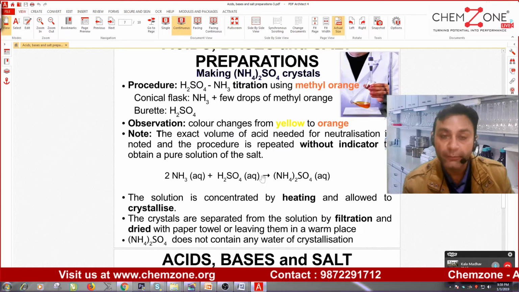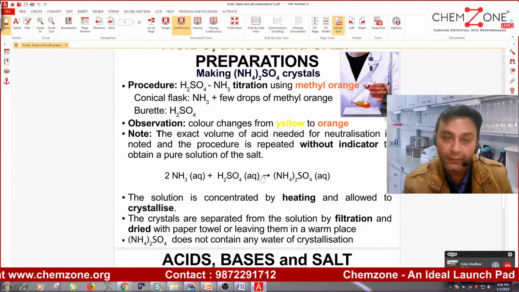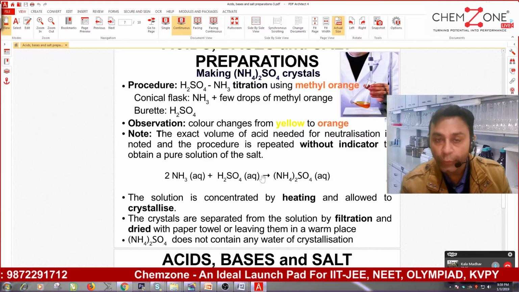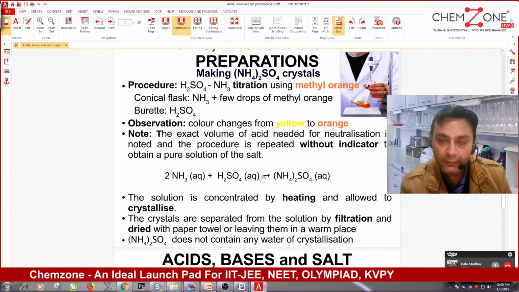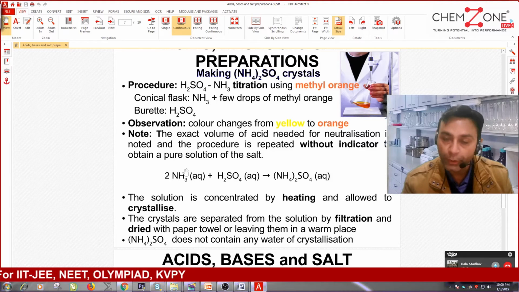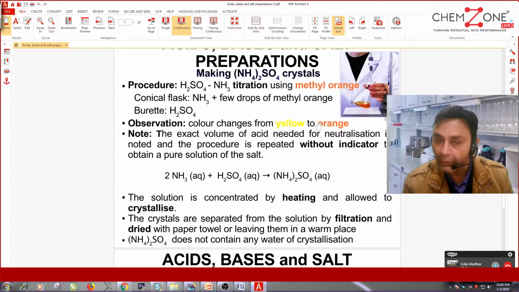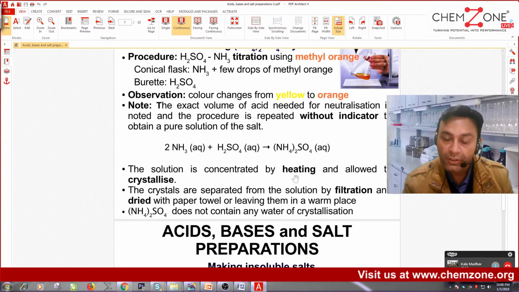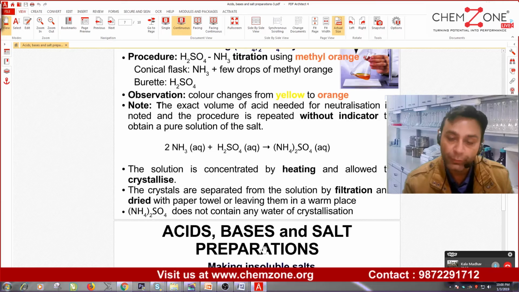And then we are heading here, making the ammonium sulfate. How to make it? Again, we take up the sulfuric acid in the burette and ammonia in the flask. When you add sulfuric acid to the ammonia, drop by drop from the burette, it will get neutralized and form ammonium sulfate. Without an indicator, not with the yellow to orange indicator. When we get it, we again crystallize it by heating and then allow it to crystallize by cooling it down. That's it. Same procedure.